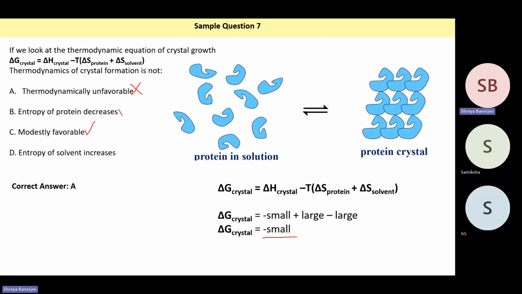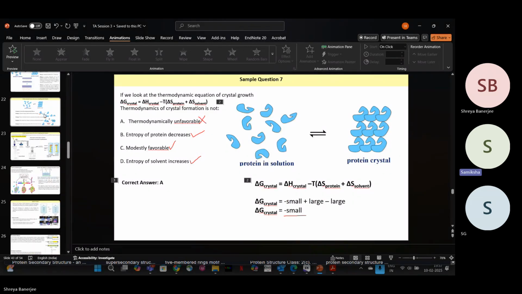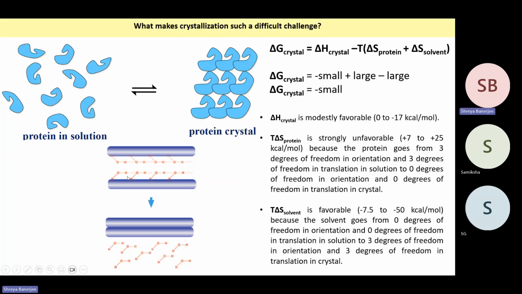Entropy of protein decreases is true because there were many protein molecules and now there is one protein crystal. So entropy of protein decreases. Entropy of solvent increases is also true because if you go back to that thermodynamic slide, you can see in this slide, initially solvent was trapped here, but after crystallization, solvent becomes free, right? So entropy of solvent increases upon crystallization.